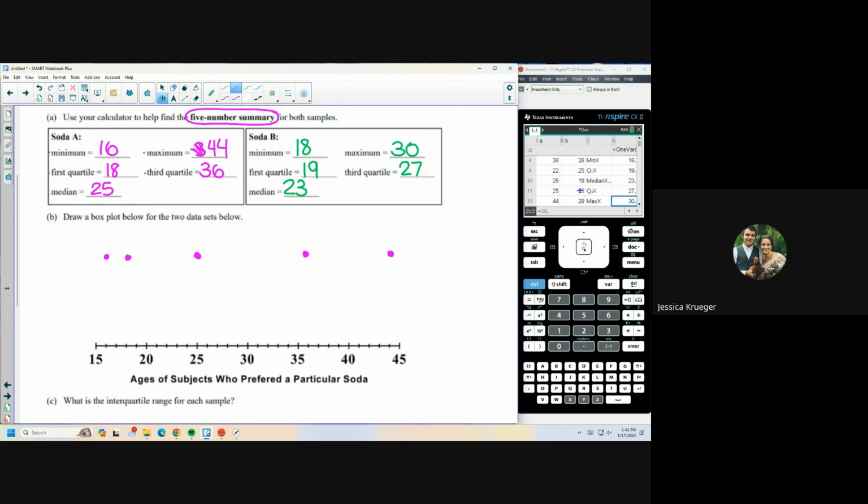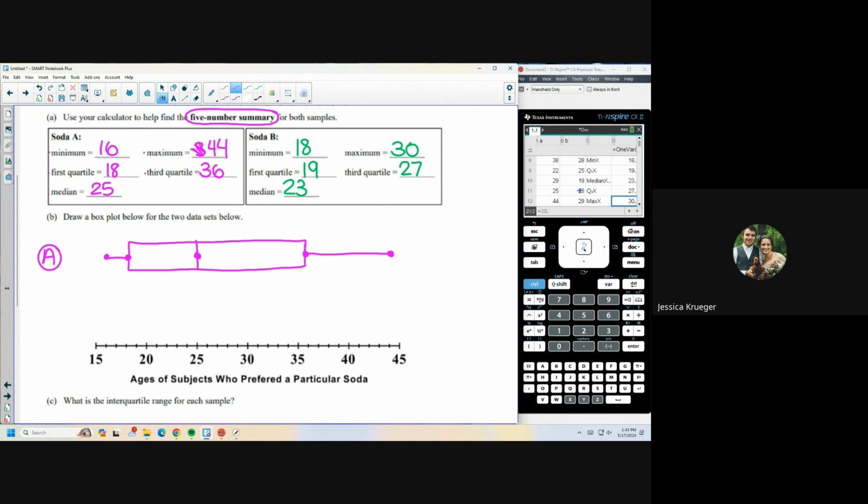It's called a box and whisker plot because the two outside dots get connected with whiskers. And then in between your quartiles, you draw a box. And then at your median, you draw a line. So there's my box and whisker plot for soda A.